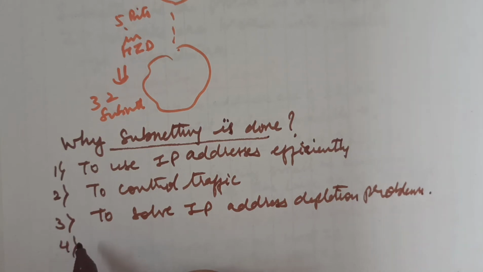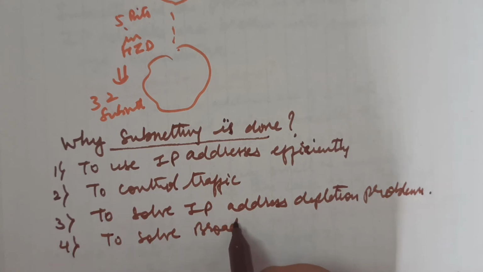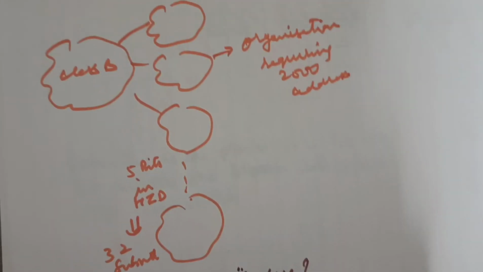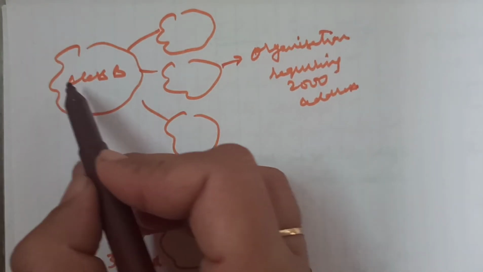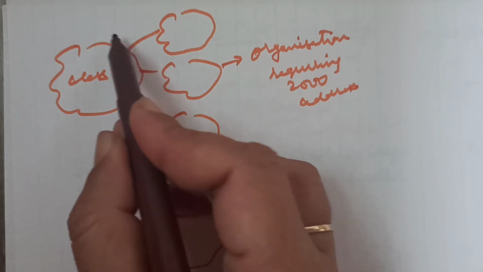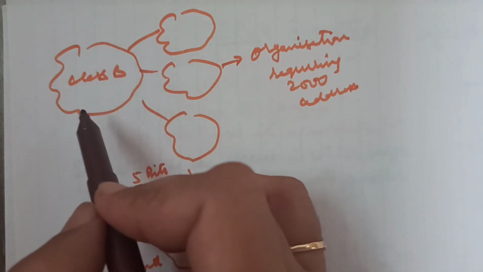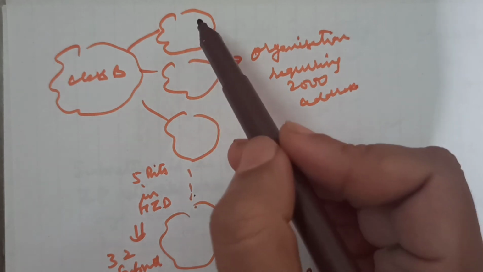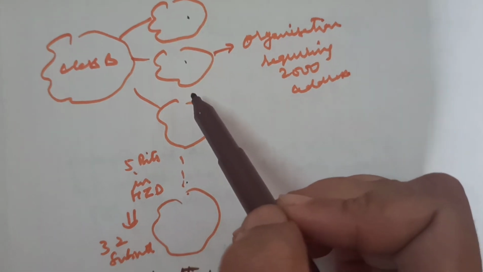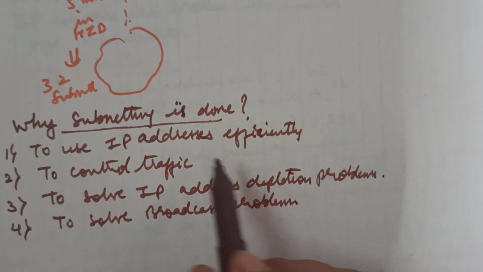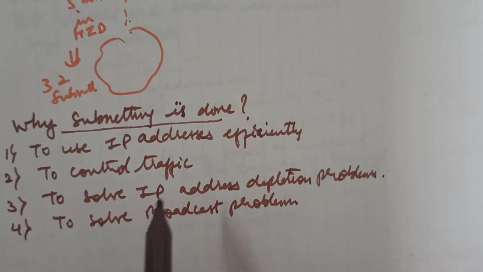And subnetting is done to solve the broadcast problems. Now when subnetting is not done, the network is a large size network. It becomes very difficult to identify which machine is having a problem if the broadcast domain is large. With subnetting, the networks are of very small size, so broadcast domains are very small, and it becomes very easy to identify which machine is having a problem in the network. So these are the reasons why subnetting is done.